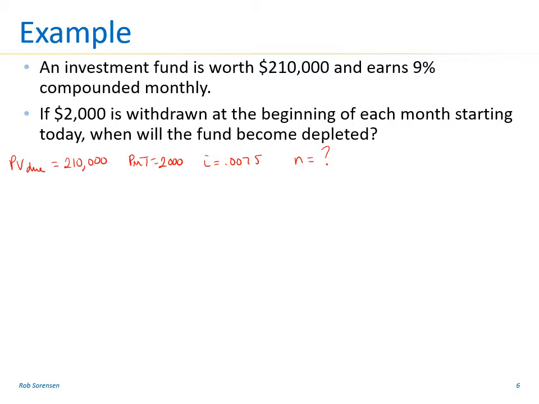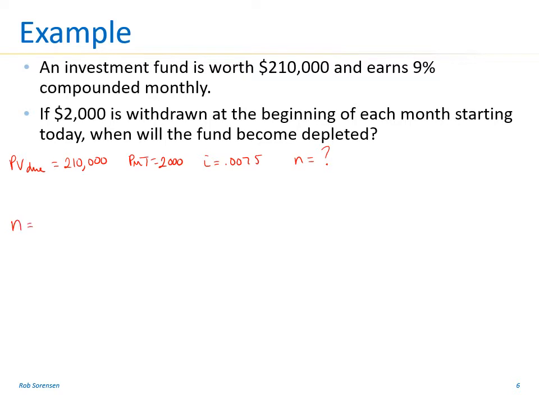Let's just stop for a minute and think big picture here, ballpark it. If I was not earning any interest at all, and I took $2,000 a month out, $210,000 would last exactly 105 months, wouldn't it? Because I'm earning interest, it's going to last longer. So I know I'm looking for a number bigger than 105. That gives me an idea of what I'm aiming for. But it's probably going to be a little bit bigger, isn't it? Maybe even a good chunk bigger because I'm earning 9%. So let me work this one through and we'll see what we get.